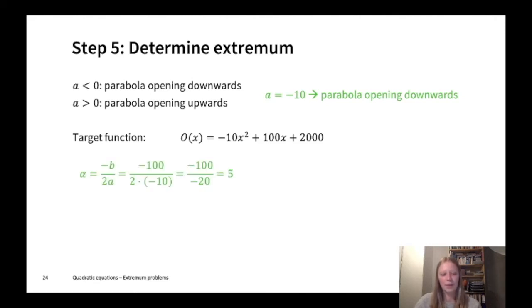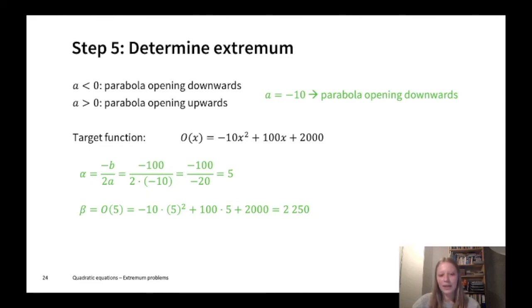Alpha, like we said previously, is -b over 2 times a. So let's fill in the values that we have in the quadratic function. Then we get -100 over 2 times -10, and this equals 5. So we know that alpha is 5. Now, for beta, we have to fill in 5, the value of alpha, in our function. So we have to calculate O of 5. This equals -10 times 5 squared plus 100 times 5 plus 2,000, and this equals 2,250.